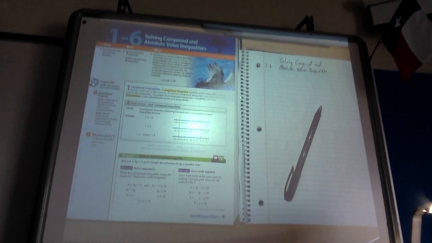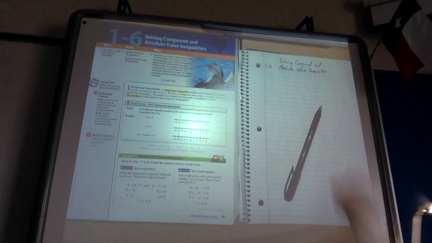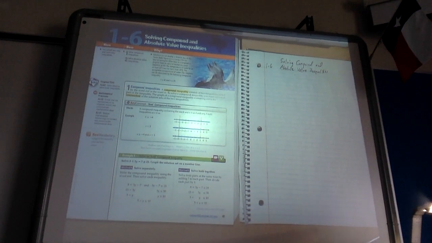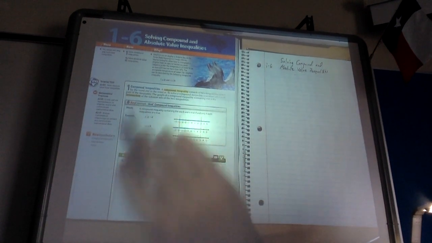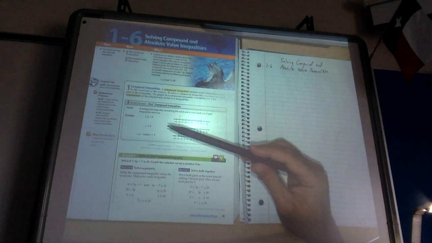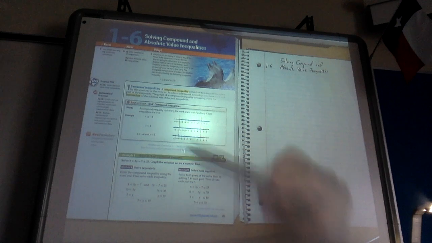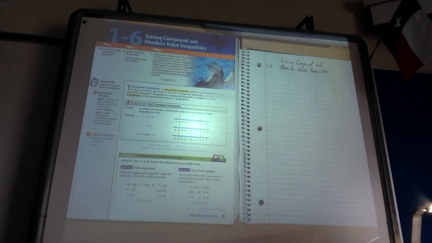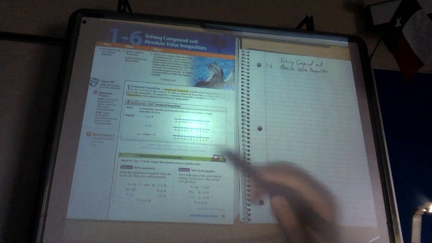All right, today we're on page 41 in your textbook going over solving compound and absolute value inequalities. Notice again your highlighted terms in your book for glossary purposes. What we're dealing with today is graphing more than one inequality. Compound meaning two inequalities for us, okay? And then we'll deal with absolute value inequalities in a second.